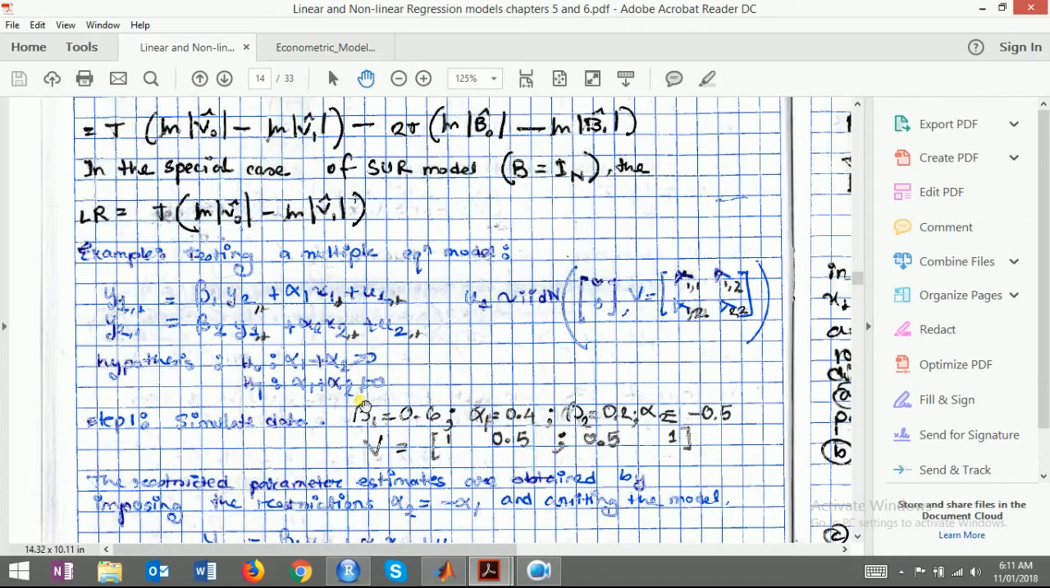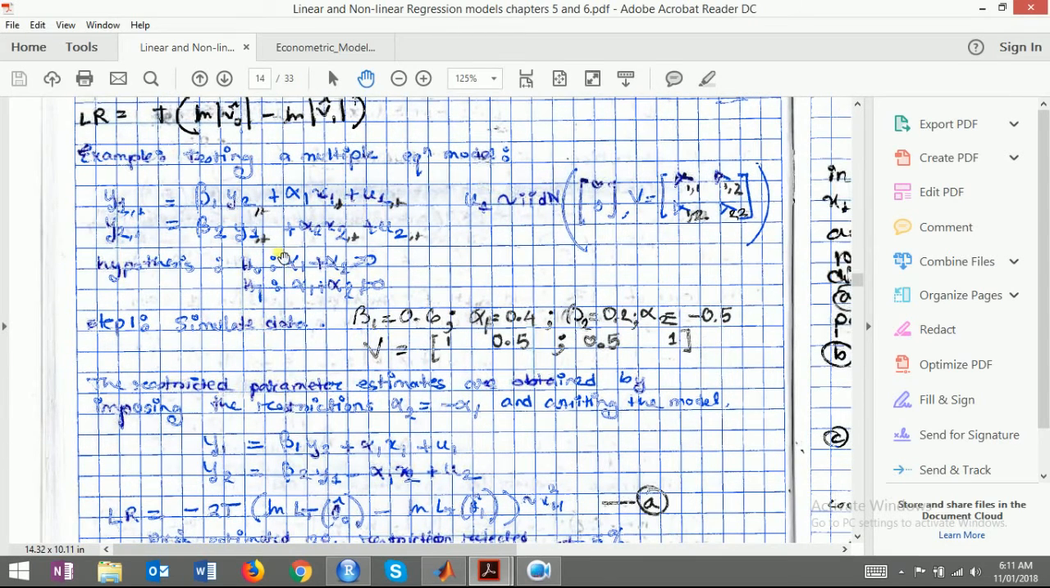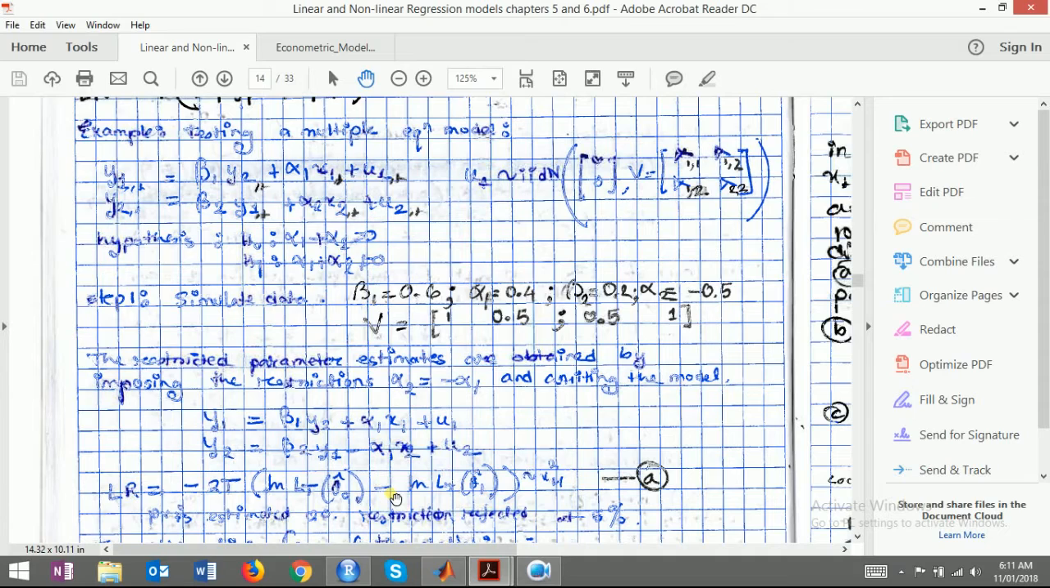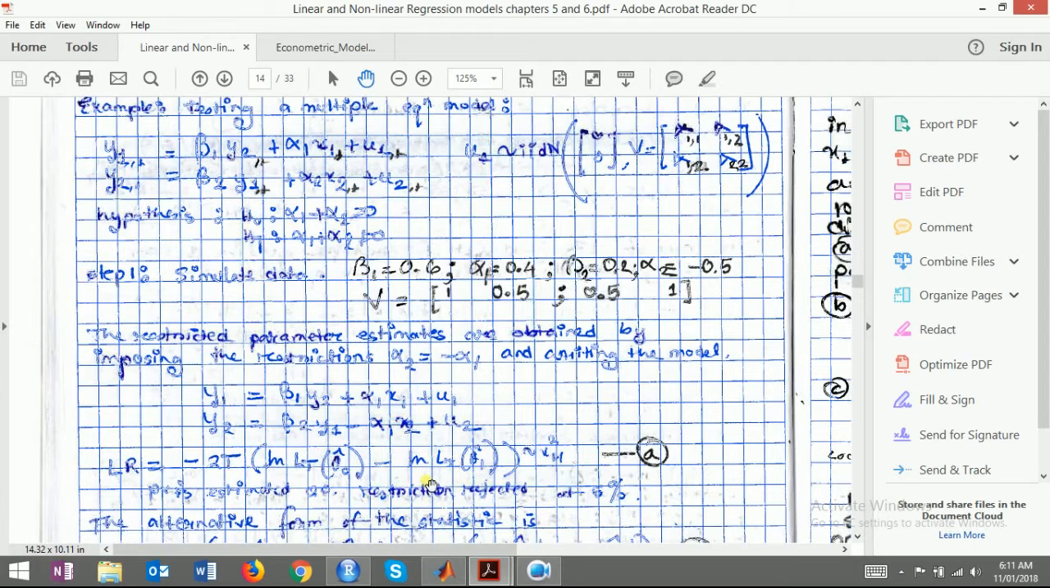Let's first simulate the data. The first stage in the first local function is to simulate the data or use the given data. The restricted parameter estimates are obtained by imposing the restriction alpha 2 equals minus alpha 1 and writing the model, well, with pen and paper, with the restrictions. Now we have a negative sign because alpha 2 equals minus alpha 1, so instead of writing alpha 2 again, we just put minus alpha 1 x1. And now the likelihood ratio test is restricted minus unrestricted, chi-square distributed.